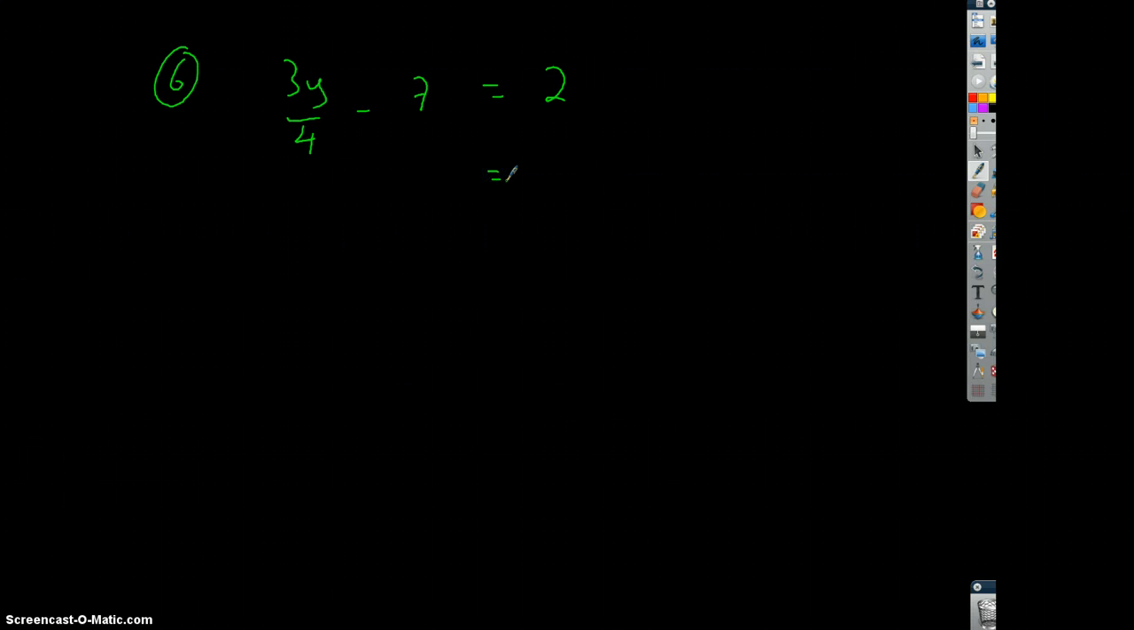Looks very tricky. It's got this fraction here. We've got a negative minus 7 there. Okay, what can we do? Well, first of all, a nice column of equal signs we're going to have. I think we should add 7 to both sides first.